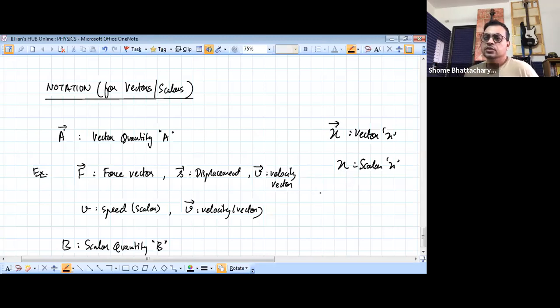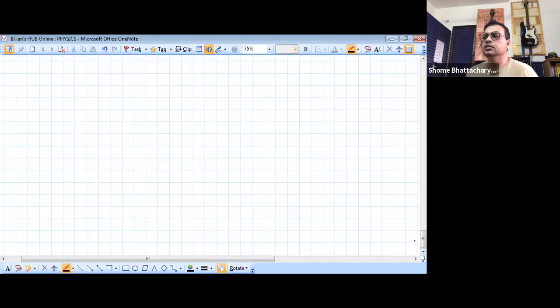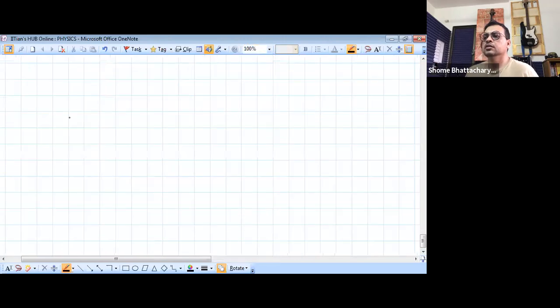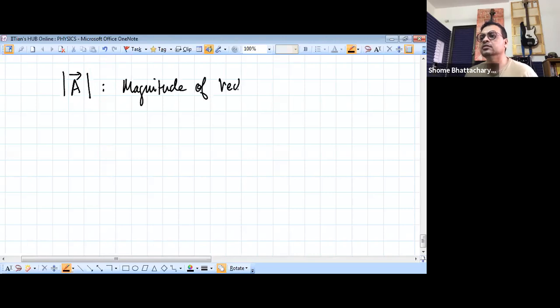Okay, so is this clear to all of you, the notation part? Now, the next thing in notation we have to understand, next symbol, is that if we put the vector symbol in between two bars like this, the same kind of symbol that we use for mod and max, this is read as magnitude of the vector.